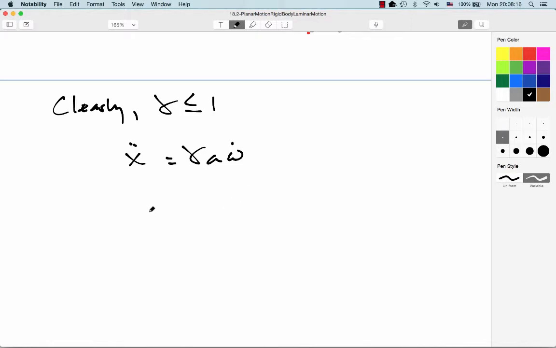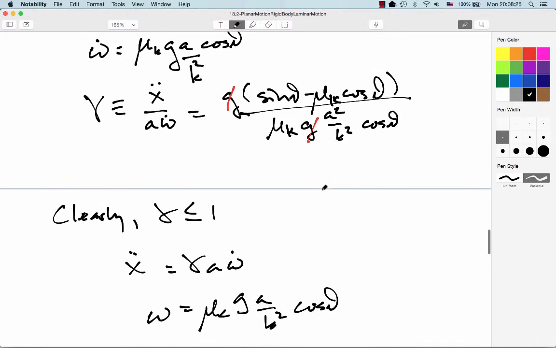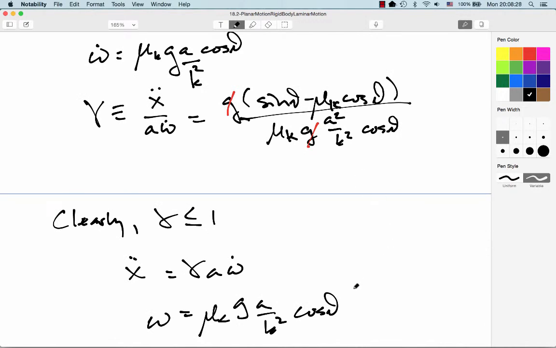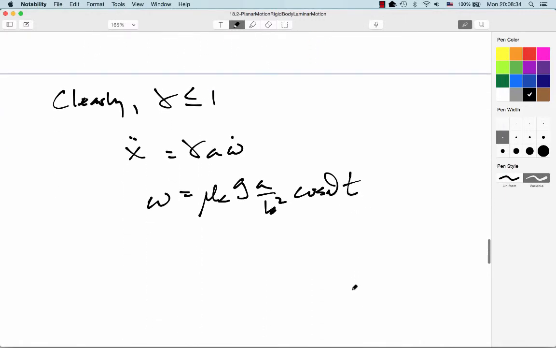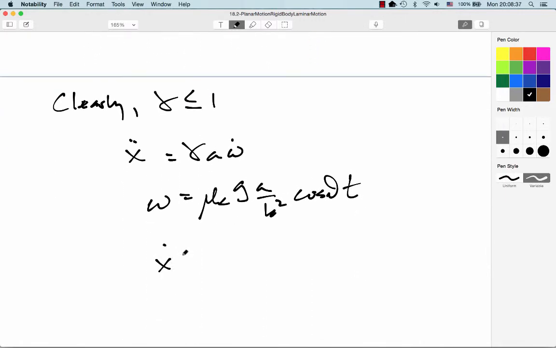So going from before, we can write omega is mu k g a over k squared cosine theta times t. That was omega dot, right? And we're just going to integrate that with respect to time, so we just pick up a t. And then playing the same game with our x dot here, we said that that is equal to gamma a omega, right? So that will equal gamma mu k g a squared over k squared cosine theta times t.